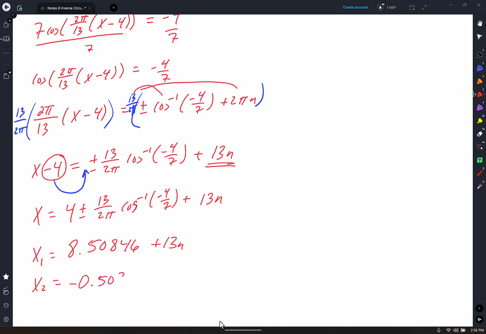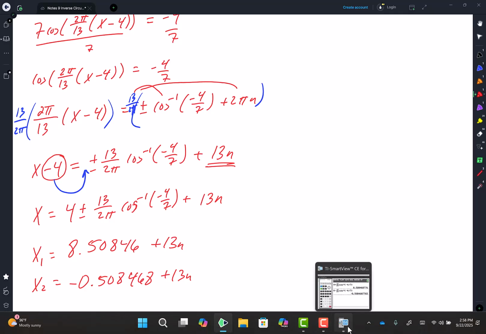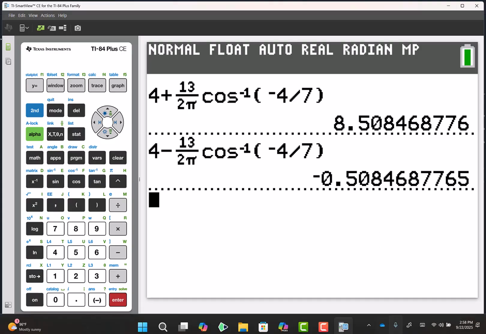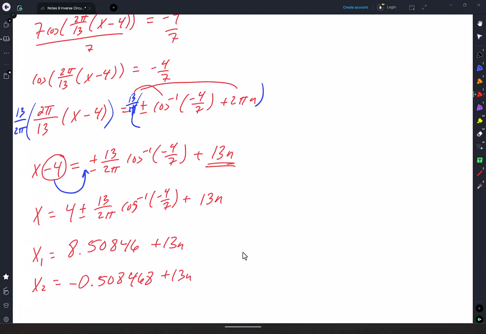Negative 0.508468 plus 13n. These are what you call general expressions. These will give you all the answers. Cool or not cool? 0.508468, yes. Ask me questions, guys. Are we doing okay? This will tell us all the answers, guys.